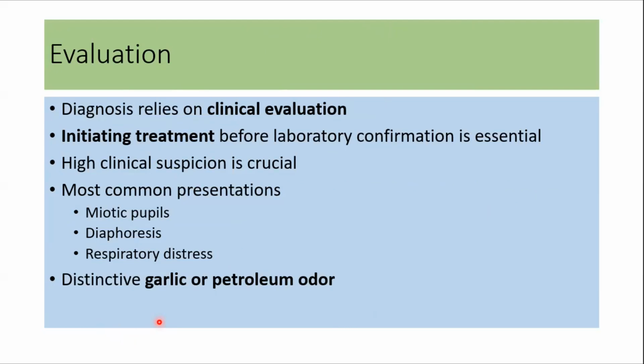Usually, the diagnosis of OP relies on clinical evaluation. Initiating treatment before laboratory confirmation is very important. A high degree of clinical suspicion is very important, and patients commonly present with symptoms of miotic pupils, diaphoresis, and respiratory distress. There can be a distinctive garlic or petroleum odor.